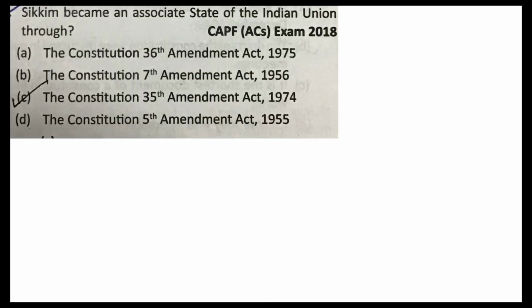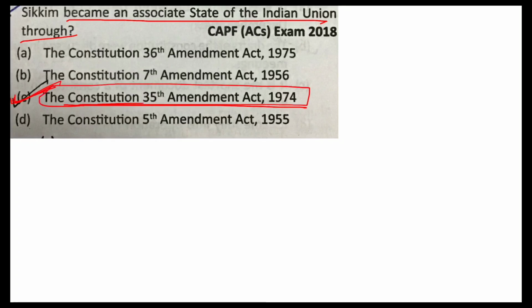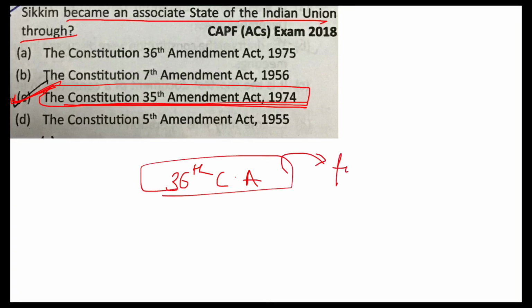Next, Sikkim became an associate state of the Indian Union through, I have already said that this status was given by the 35th Amendment Act. So C, 35th Amendment Act of 1974, is correct. And by the 36th Amendment Act, Sikkim was made a full state.